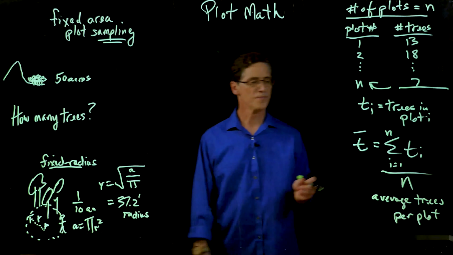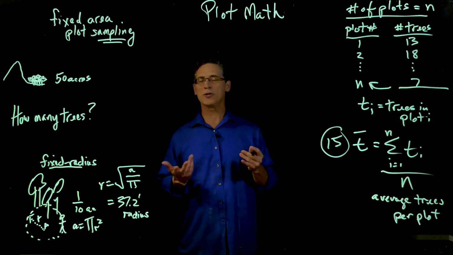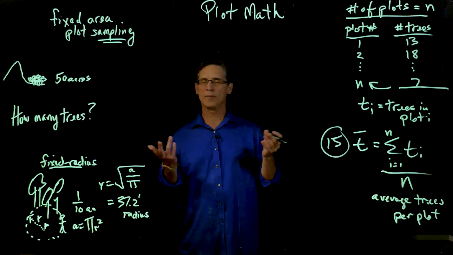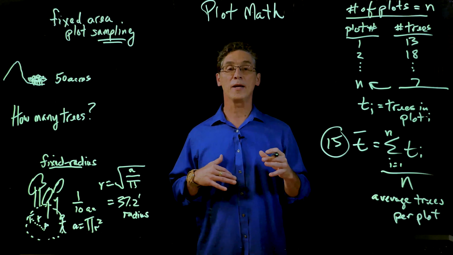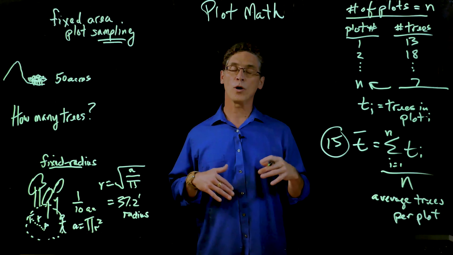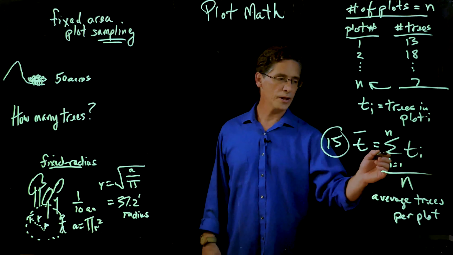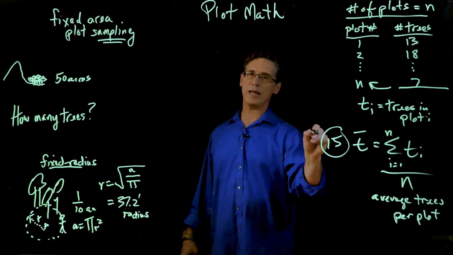Okay, so now we know the average number of trees per plot. Let's say that number comes out to be 15. Okay, so 15 trees per plot. What do I do with that number? That's a number that's hard to visualize. And in forestry, we express almost all values on a per unit acre basis, or in the metric system on a per hectare basis. Right now I'm working in the English system, so we're talking about acres. So how do we convert average trees per plot into average trees per acre?